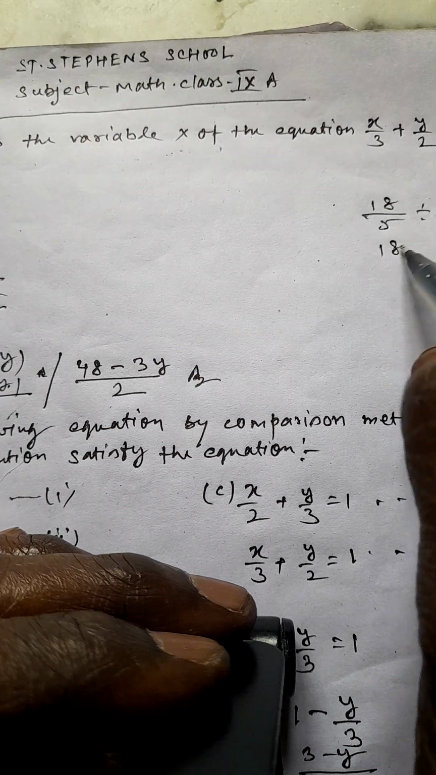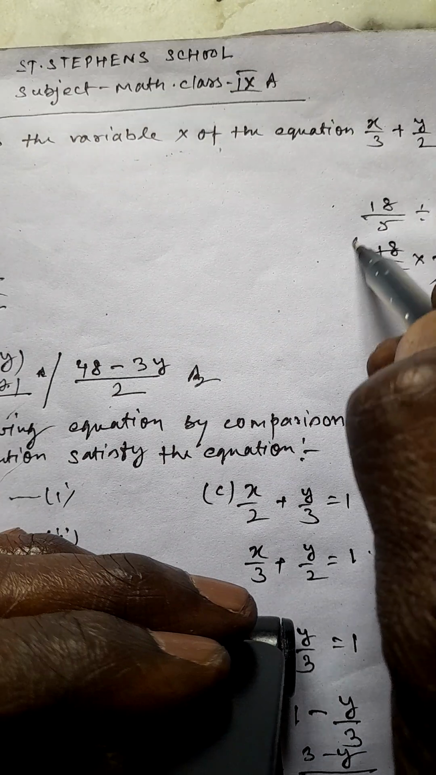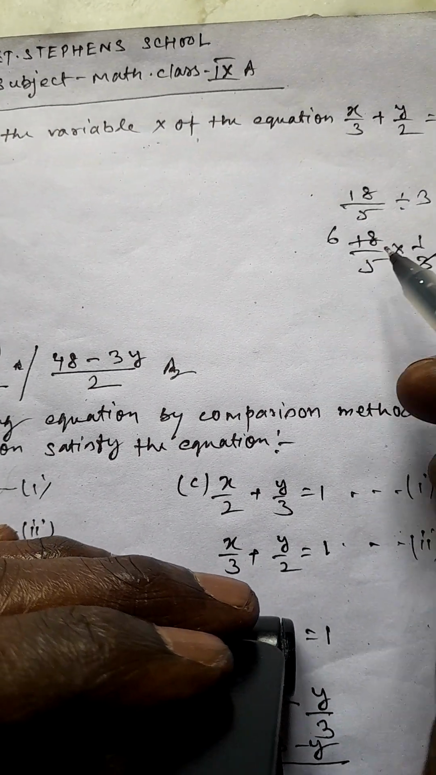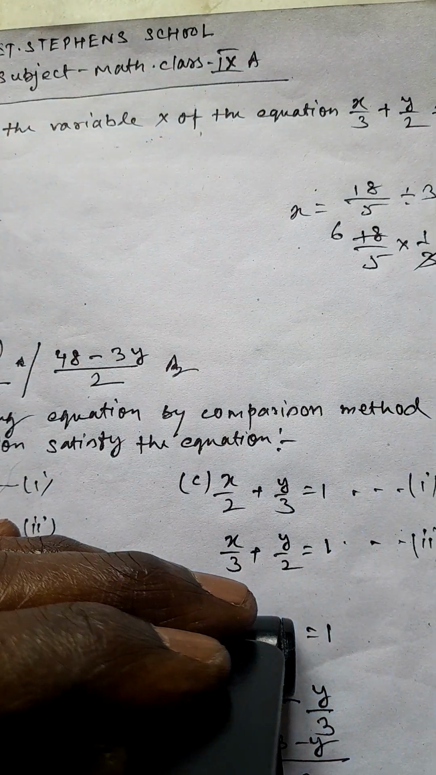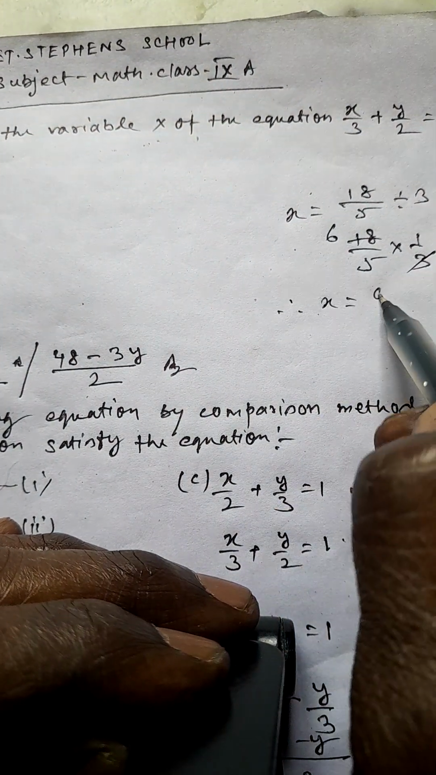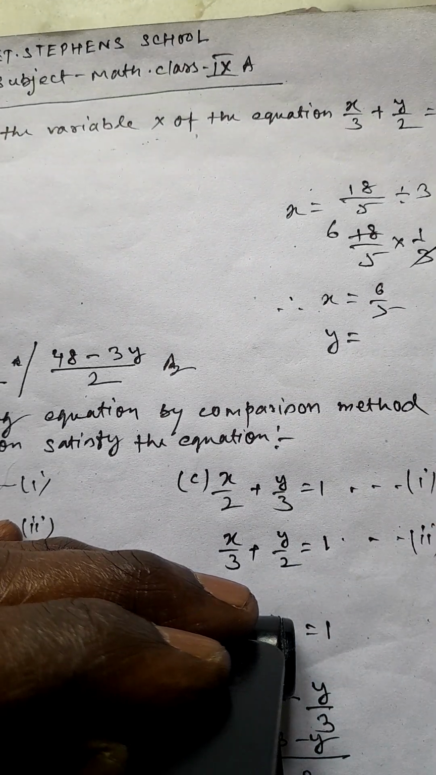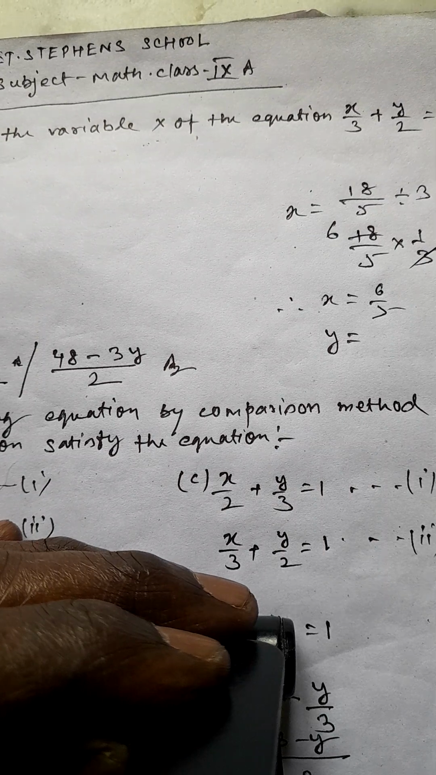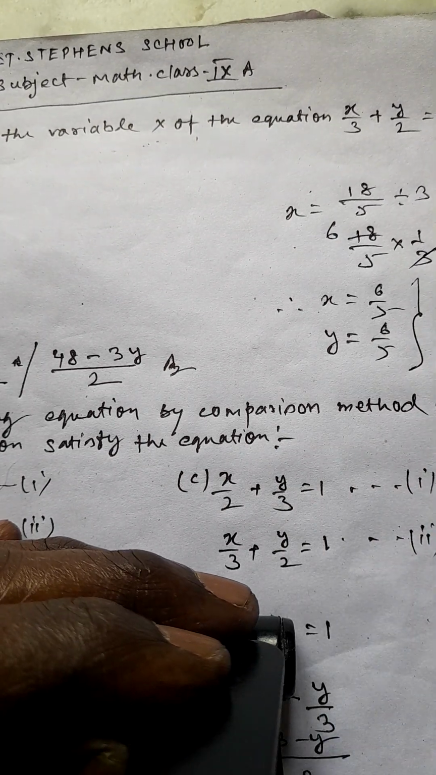So if you solve this, what will you get? 18 by 5 into 1 upon 3, 3 6 is 18. So the value of x we have got is x equals 6 upon 5. Therefore the answer is x equals 6 upon 5 and y equals also 6 by 5. So this is the answer of this.